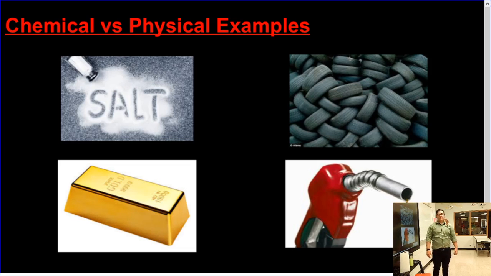Fantastic. Alright. Salt. What are some physical and chemical properties of salt? Give me some physical ones. It's white, powdery, crystalline. You said taste, but it's salty, right? Salt's salty. Okay.